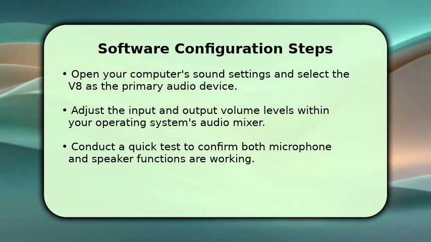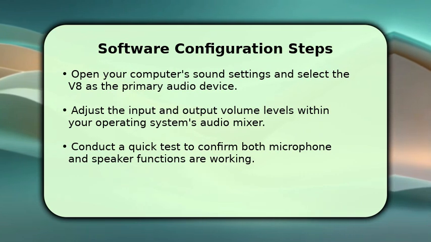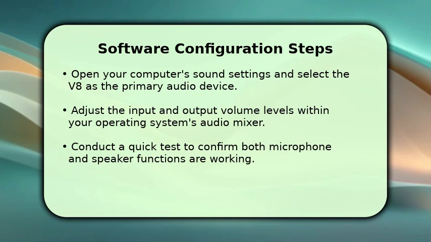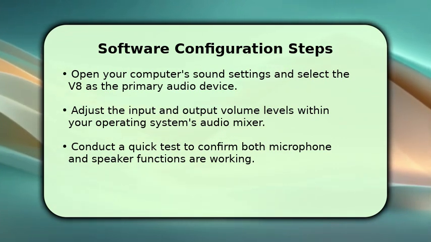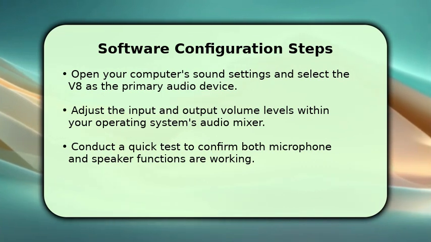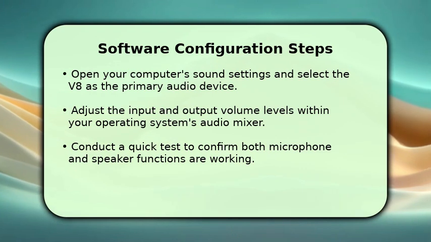With the physical connections made, it's time for software configuration. Navigate to your computer's sound settings, usually found in the control panel or system preferences. Here, select the V8 sound card as your default input and output device. Then, adjust the input and output volume levels to your preference within the audio mixer. A good starting point is often around 75%.